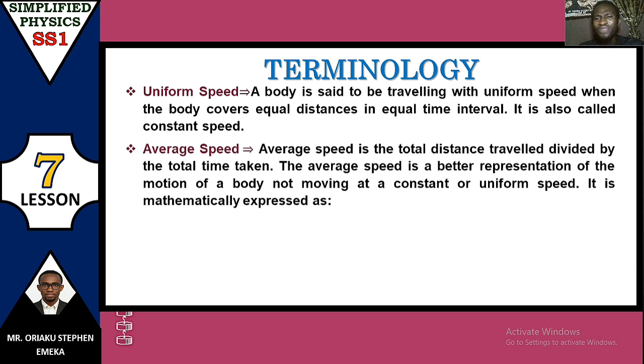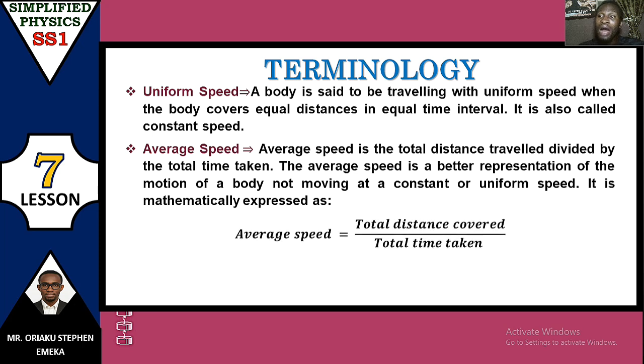So let's talk about average speed. What is average speed? Average speed is the total distance traveled divided by the total time taken. So the total distance a body traveled divided by the total time it took for that body to cover that distance. So average speed is a better representation of the motion of a body not moving at a constant or uniform speed. It is mathematically represented by average speed is equal to total distance covered over total time taken.